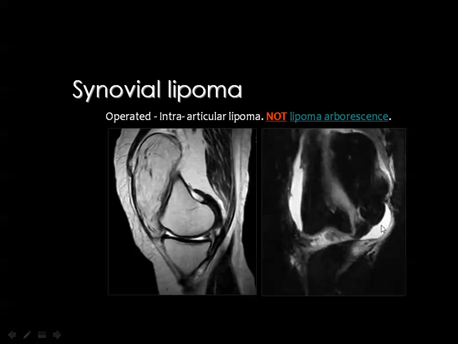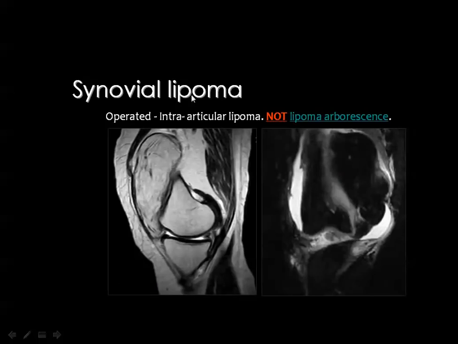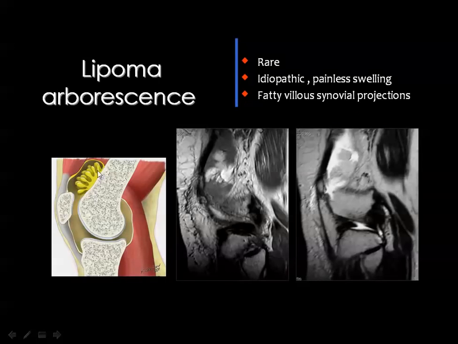And this is the synovial effusion, which is bright in the T2 weighted image. But if you see a mass made of fat within the joint, but this mass is branching like this, then you call this lipoma arborescens. The previous one is known as synovial lipoma, not lipoma arborescens. But if you see branching features like this, then you consider lipoma arborescens.